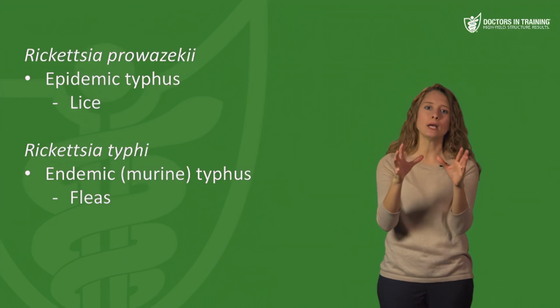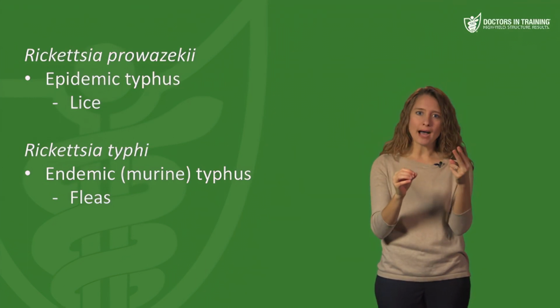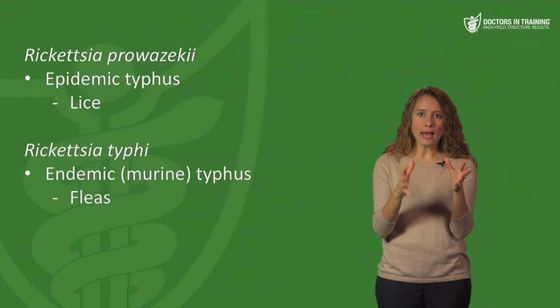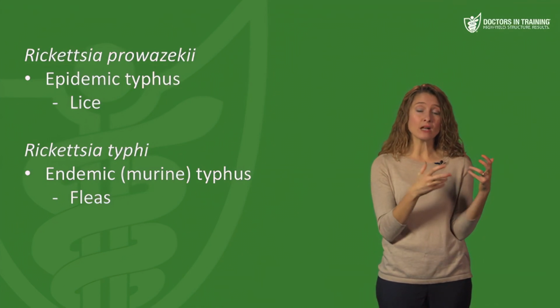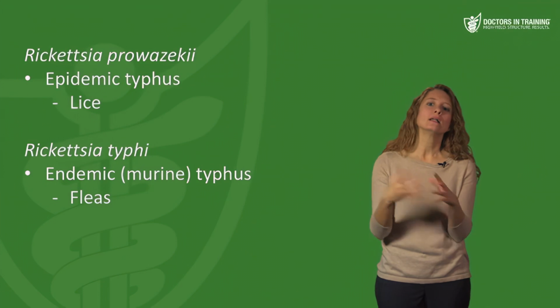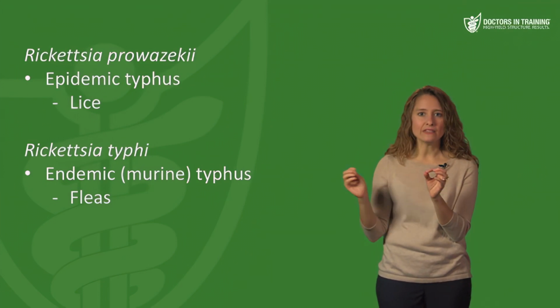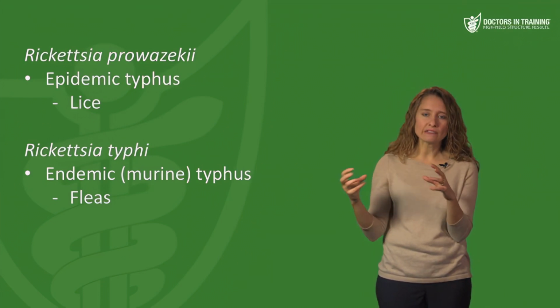There's a couple of ways that you can try to remember these two organisms and separate them in your brain. It might help you to remember that there are two I's in prowazekii and an epidemic. And also the I sound in prowazekii sounds like the I sound in lice. Likewise, the E sound in typhi sounds like the E sound in fleas.